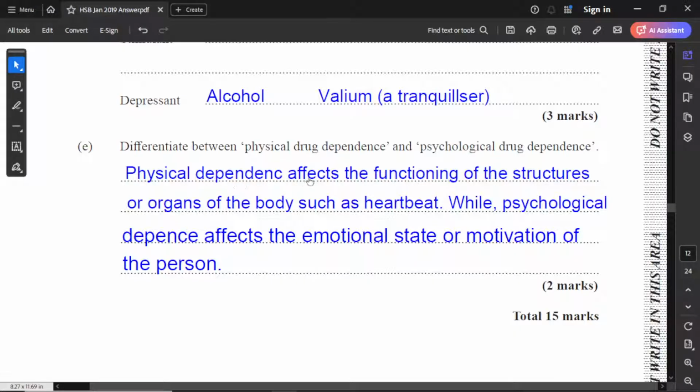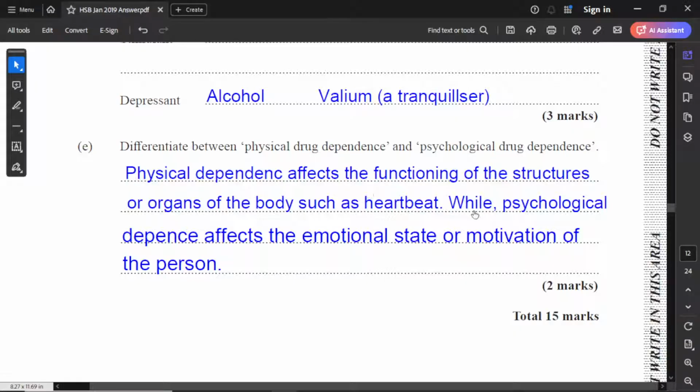So physical dependence affects the functioning of the structures of organs of the body, such as heartbeat. So notice the word physical. It affects the physical organs, the physical structures. So your heartbeat, your breathing, those things may be affected by the drugs. If you're not having the drug, then your heartbeat may be slower or faster, depending on the condition that you have. Your breathing may be affected, things like that. You may sweat, so if you're not having the drug, then you may have some symptoms that may not be favorable.